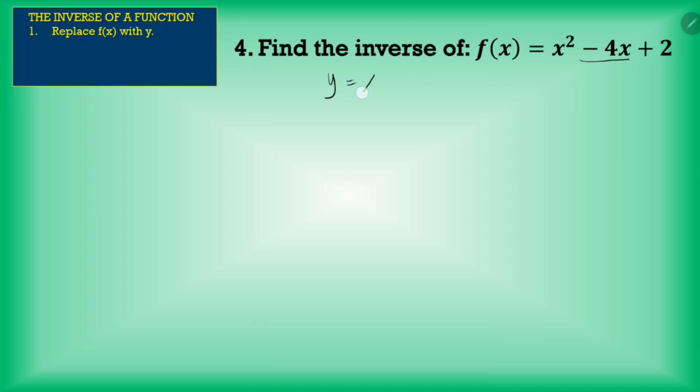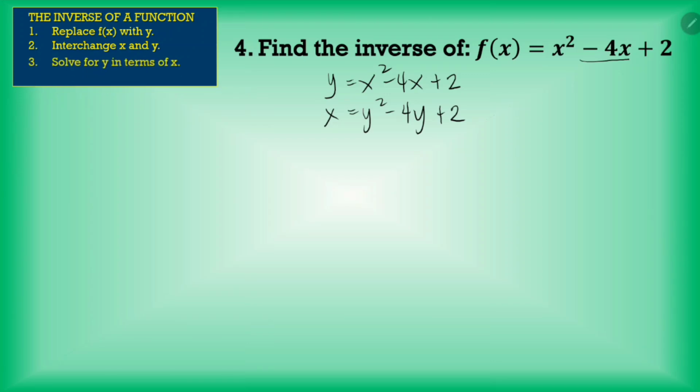So, we have y equals x squared minus 4x plus 2. Second, you interchange x and y. And then, you solve for y in terms of x. So, kailangan ilipat natin si positive 2 sa kabila, si plus 2. And you can see na dalawa yung y natin. So, dito, ang kailangan lang natin is to make this terms a perfect square trinomial. So, we will look for a third term para maging perfect square trinomial.